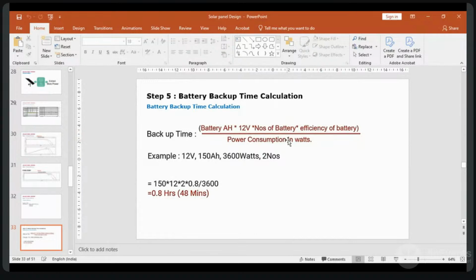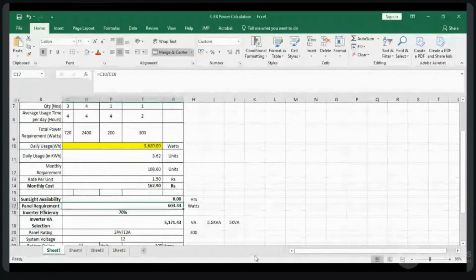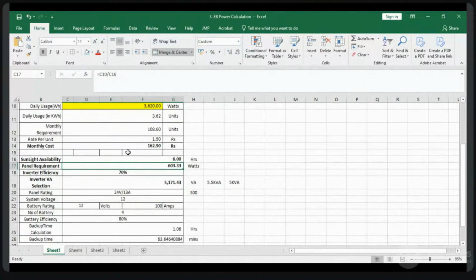Okay, and we have taken the power consumption. Suppose the inverter efficiency is 70%. So the volt ampere for the selection of the inverter is 5.171 kilovolt ampere, that is 5.1 kilovolt ampere. And the panel rating, as already told, will be 24 volt.